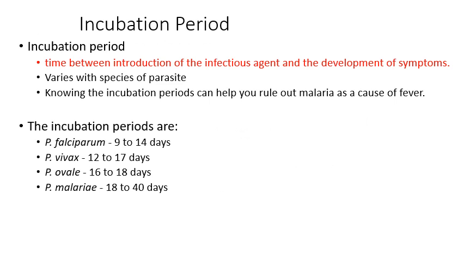So the incubation period is the time between introduction of the infectious agent and the development of symptoms. It varies between the species of the parasites. The incubation period can help rule out malaria as a cause of fever. Usually for falciparum it is 9 to 14 days, for vivax 12 to 17 days, for ovale 6 to 18, and for malariae 18 to 40.